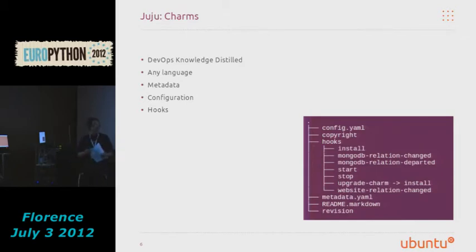So a charm is a distillation of developer and operations knowledge into a service that can then be repeatedly deployed, scaled, and related to other services. They can be written in any language that can be executed on Ubuntu server without too many additional dependencies. We have examples in Shell, Python, and PHP. I don't know who wrote the PHP one, but credit to them. And they have a well-defined structure that Juju understands. So there's some metadata associated with a charm.